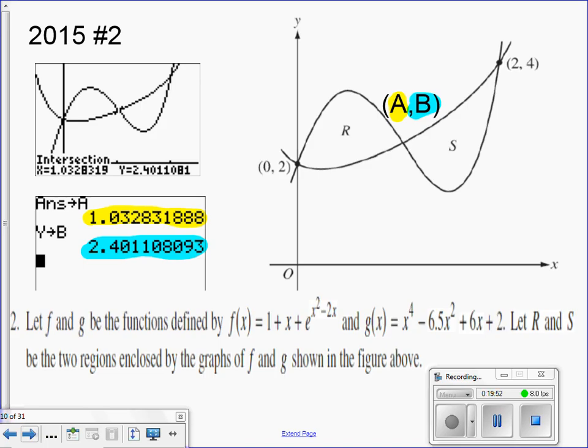Now, the first thing they ask you to do is get the total area enclosed. Did anybody do it with one integral? I know the answer key shows 2. There is a way. You want to get all that area, the area of R and S together. There's a secret. Something you could do.